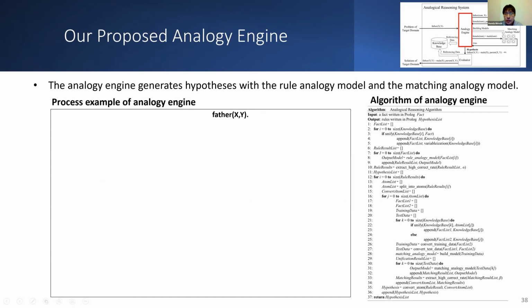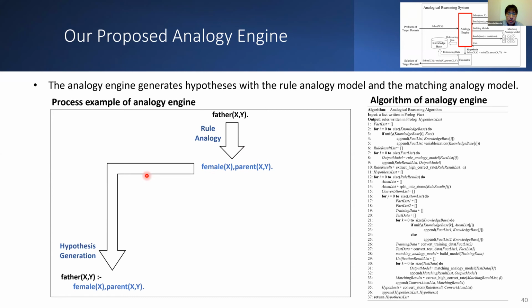First, I will explain the analogy engine in detail. The analogy engine generates hypotheses with the rule analogy model and the matching analogy model. This is an algorithm of the analogy engine. I will explain this algorithm with a process example. This is a process example of the analogy engine. Suppose the head of the rule "X is Y's father" is input into the analogy engine. The analogy engine reasons the body of the rule with the rule analogy model.